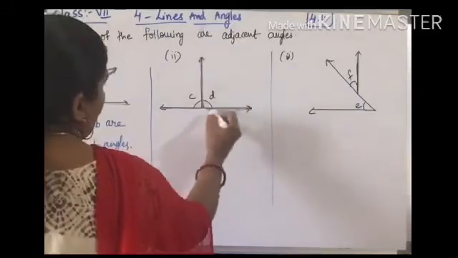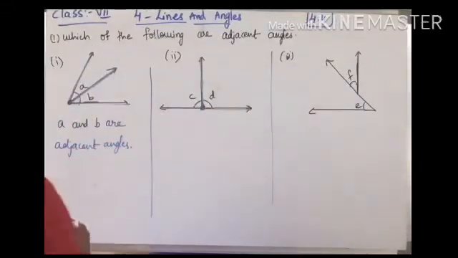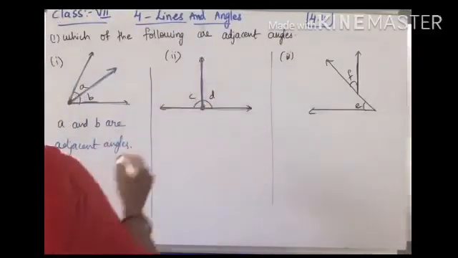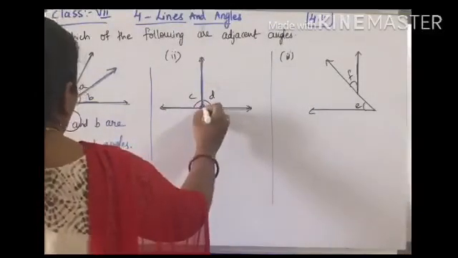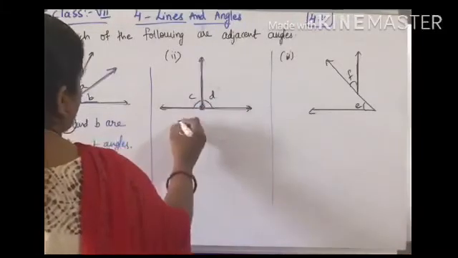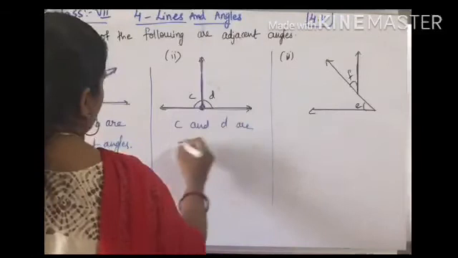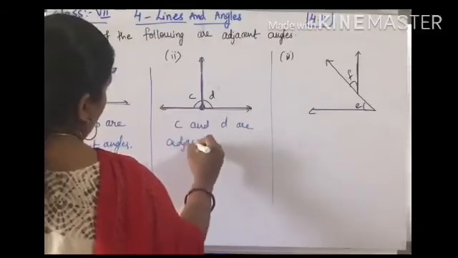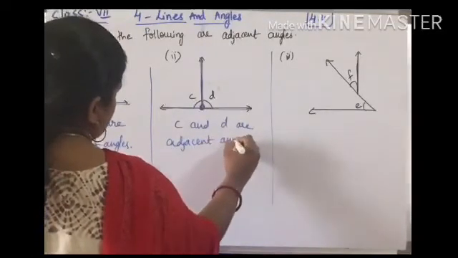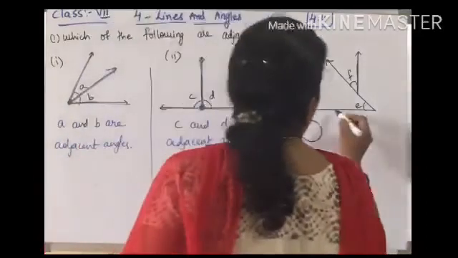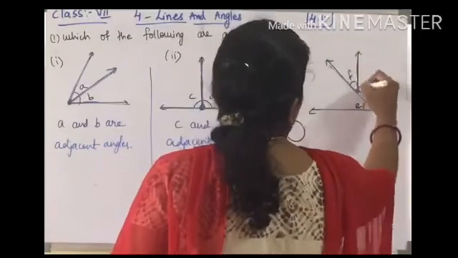Now coming to the second one, here this is angle C and this is angle D. Both have a common vertex, and this ray is common to both the angles. So they have a common vertex and a common arm. So I can say C and D are adjacent angles. Yes.